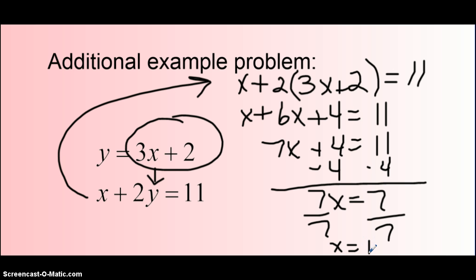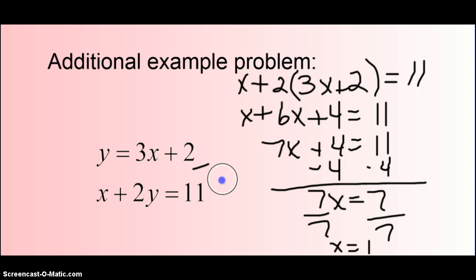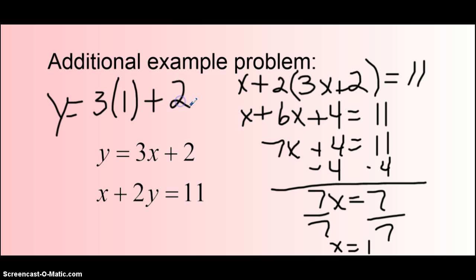So now I can take that back in, and I can substitute that back into my equation to see what y is equal to. So if I substitute in up here, I've got y equals 3 times 1 plus 2. 3 times 1 we know is 3, plus 2 is 5, so we've got, okay, y is equal to 5.